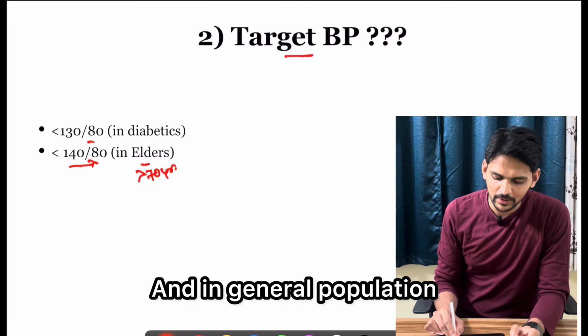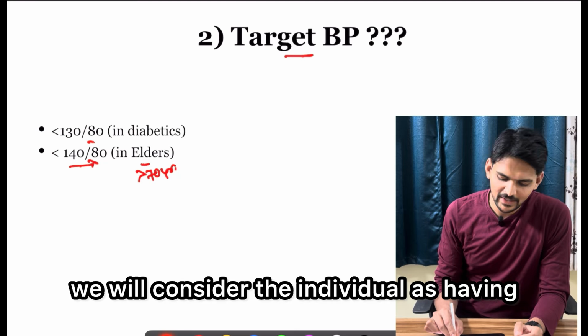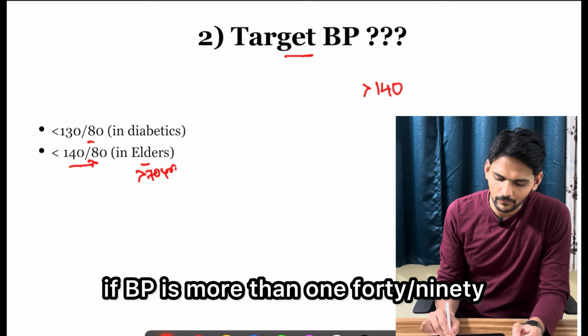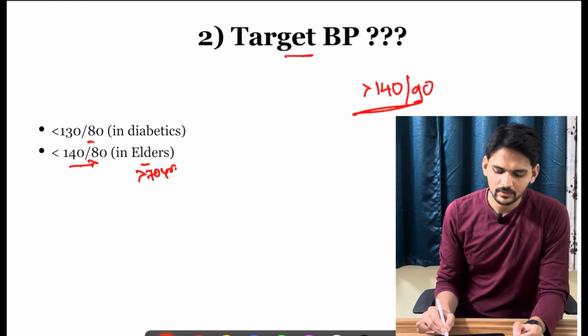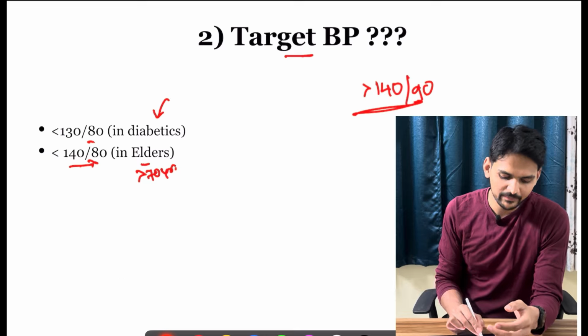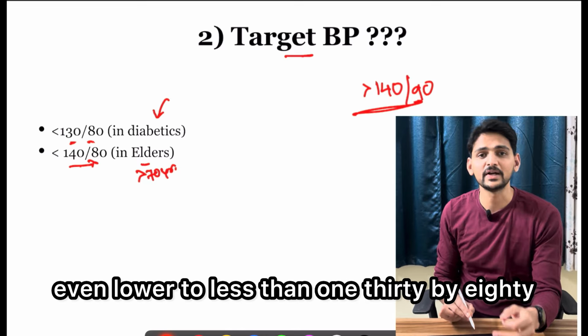And in the general population, according to various hypertension guidelines, we will consider the individual as having high blood pressure if BP is more than 140/90. So this is for the general population. Whereas if the individual is diabetic, we have to keep the target even lower, to less than 130/80.